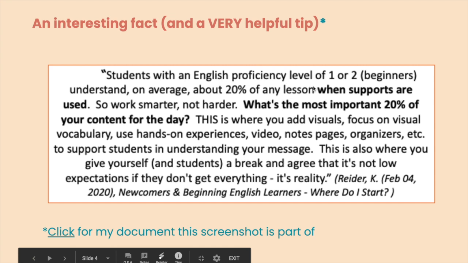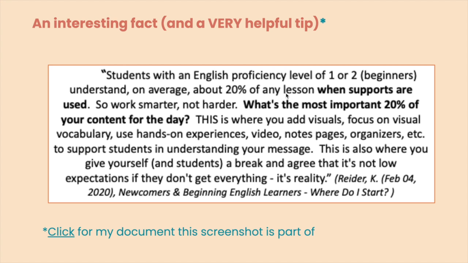Students with an English proficiency level of 1 or 2 understand on average about 20% of any lesson when supports are used. So work smarter, not harder. What's the most important 20% of your content for the day? This is where you add visuals, focus on visual vocabulary, use hands-on experiences, video notes, pages, organizers, etc. to support students in understanding your message. This is also where you give yourself and students a break and agree that it's not low expectations if they don't get everything. It's reality.